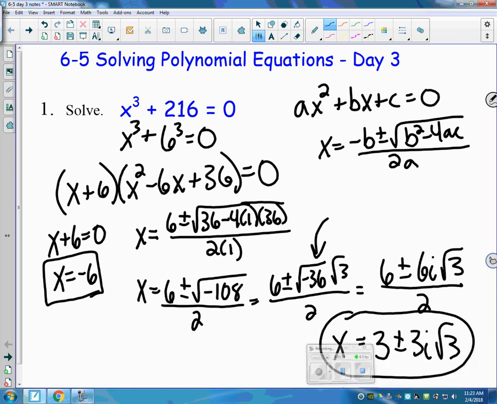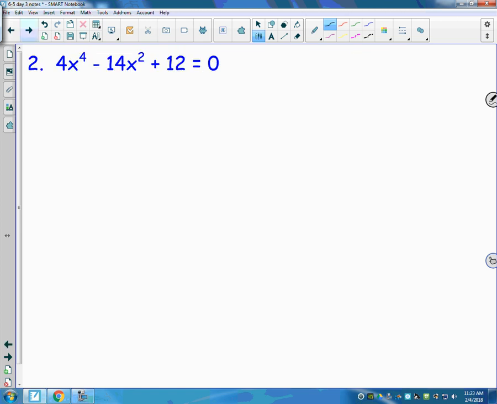Okay, so that's why we have to know how to factor these so that we can solve them. The other type that we can factor is using that factor by grouping. So remember that if you do factor by grouping, then you want to check to see that it fits quadratic form, that this x squared is half of this x to the fourth, and it is. So that means I can say that u is equal to x squared. So I could rewrite that as 4u squared minus 14u plus 12.